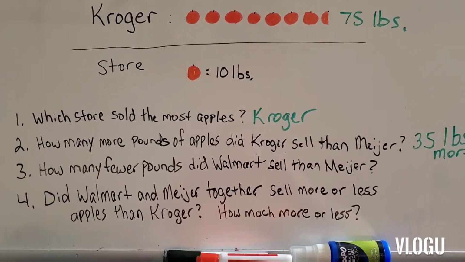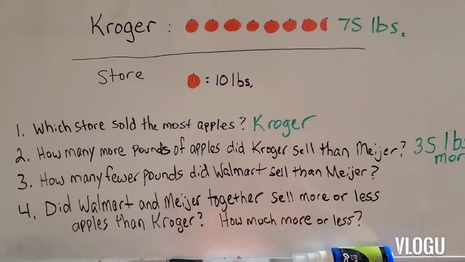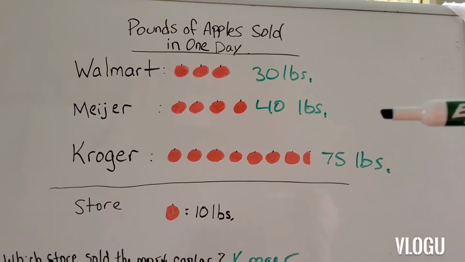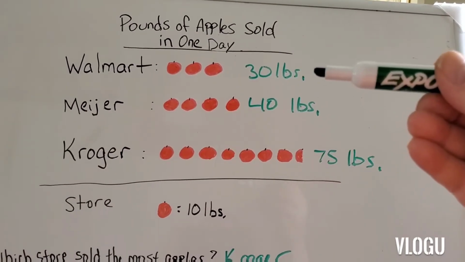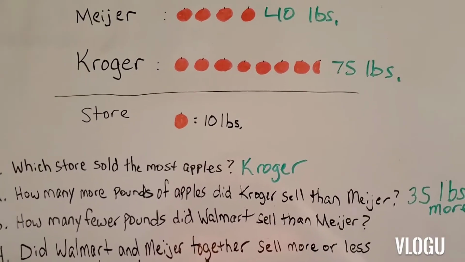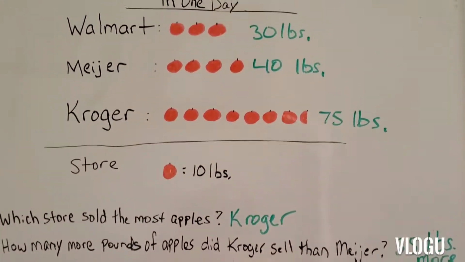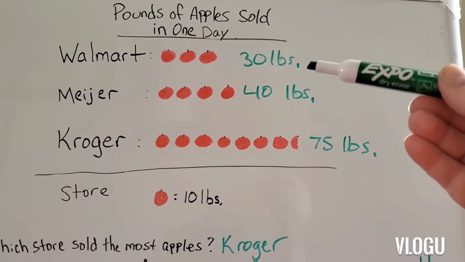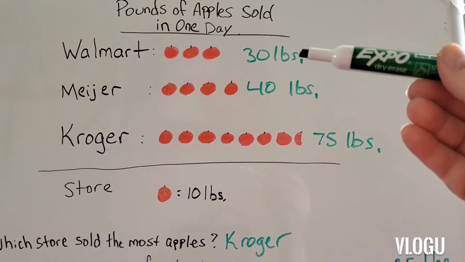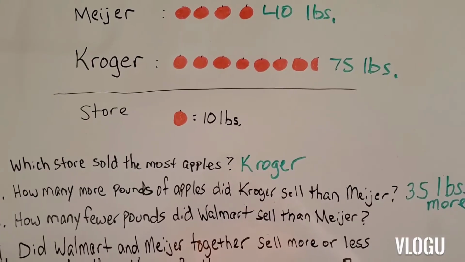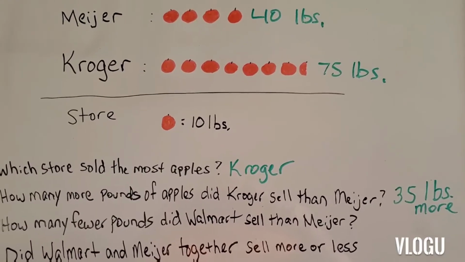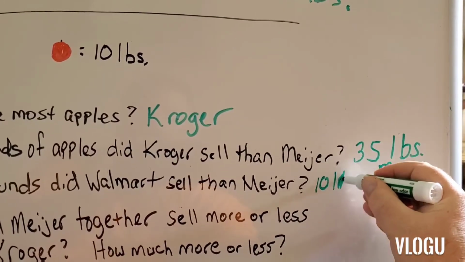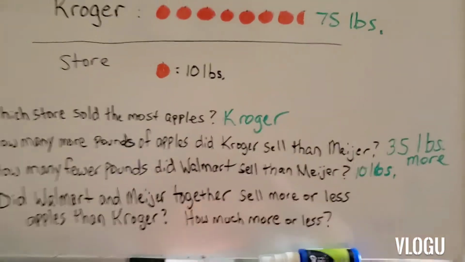How many fewer pounds did Walmart sell than Meijer? So I need to compare Meijer and Walmart. It says, how many fewer pounds did Walmart sell than Meijer? Meijer sold 40. Walmart sold 30. 40 minus 30 is 10. So how many fewer pounds did Walmart sell than Meijer? 10 pounds.